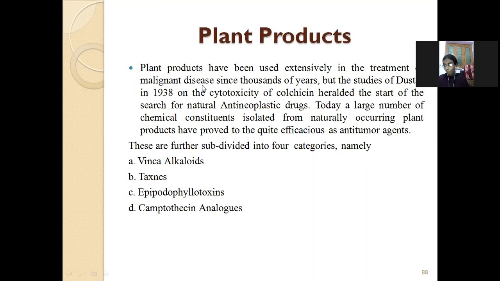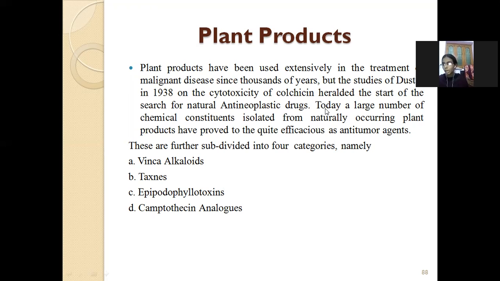In olden days, the plant or natural products were used in treatment for thousands of years. But the studies of Dustin in 1938 on the cytotoxicity of colchicine heralded the start of the search for natural anti-neoplastic agents. From the natural products, synthetic or semi-synthetic products have been isolated.